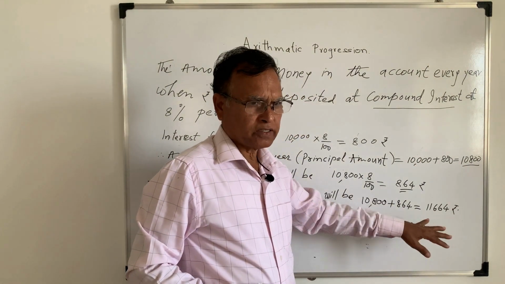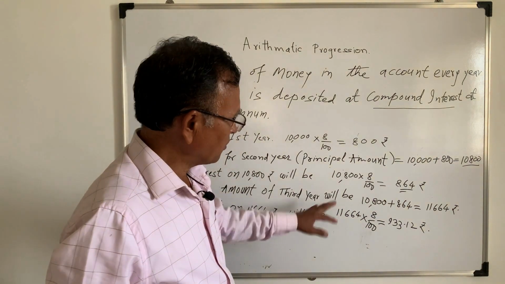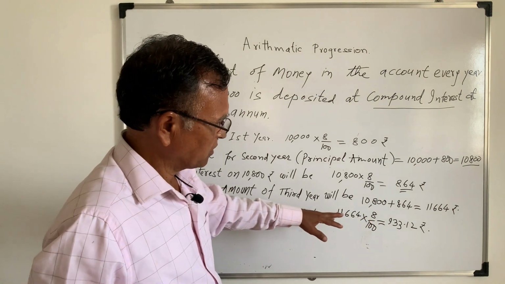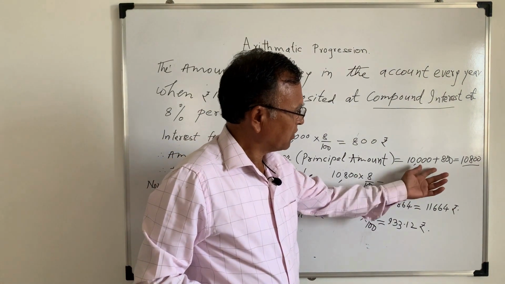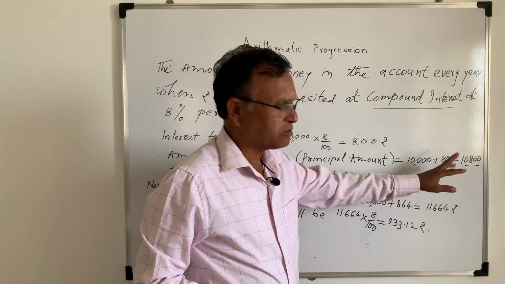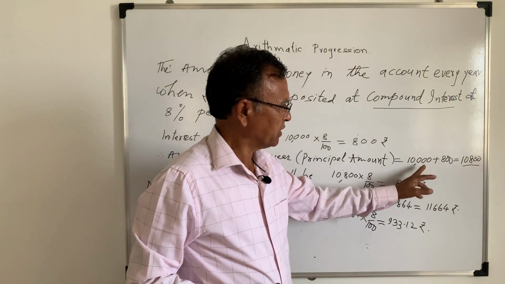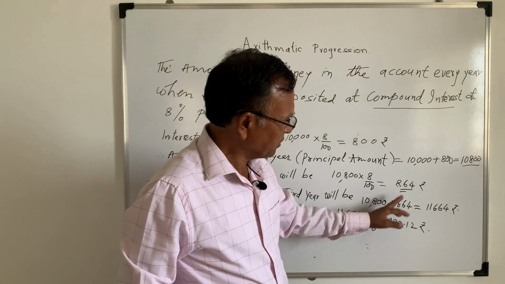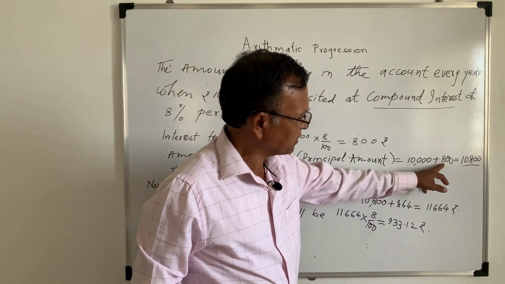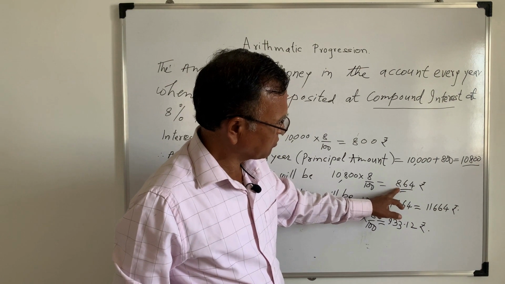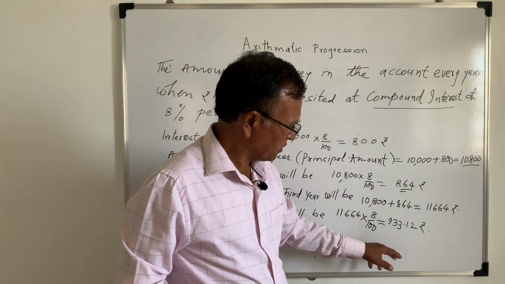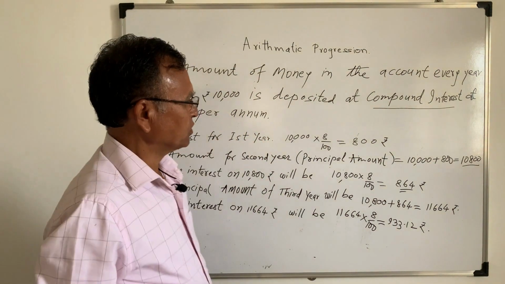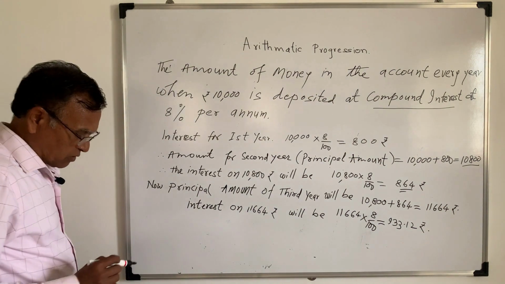The interest will be compounded. Here compound interest means interest on interest. And in simple interest, interest is not charged on interest, only on 10,000 the interest will keep being charged. But in compound interest, you see that the first year it is 800, in the second year it has become 864, and the third year it becomes 933.12.